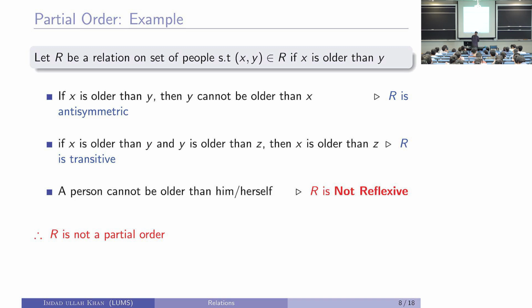So it is antisymmetric. It is transitive. If x is older than y and y is older than z, then we can say that x is older than z, right? That is true, but it's not reflexive. So this is not a partial order. The set of people with this older relation is not a poset.